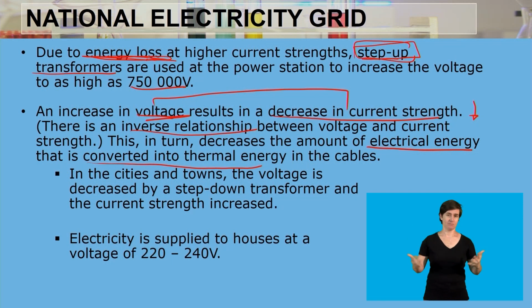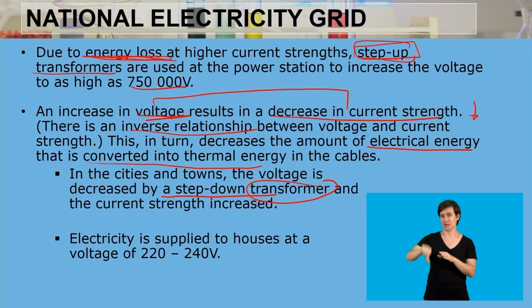Now, in the cities and towns, the voltage is decreased by a step-down transformer, and the current is then going to be increased. Remember, we've said if we get a voltage that is higher than what we need, something needs to be done. You're going to step it down. Now, it's stepped down in the transformer. However, if we get a voltage that is lower than what we need, then that still needs to be stepped up. And remember, it is still stepped up in the transformer.